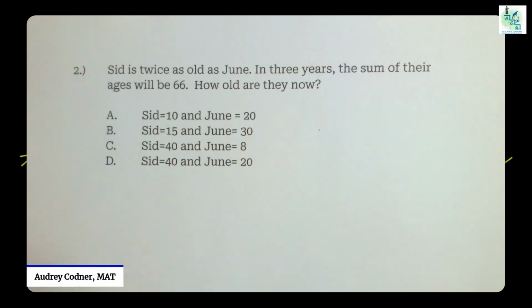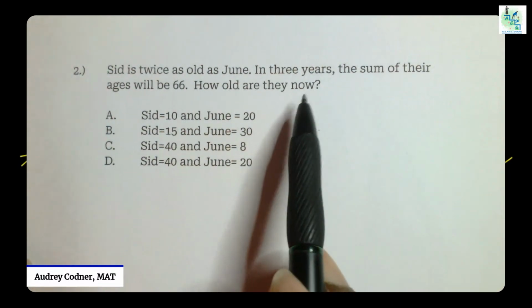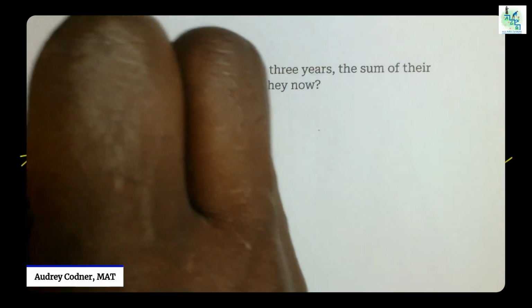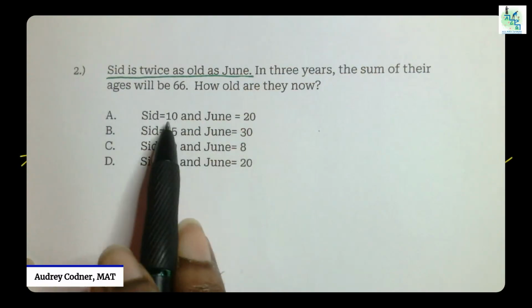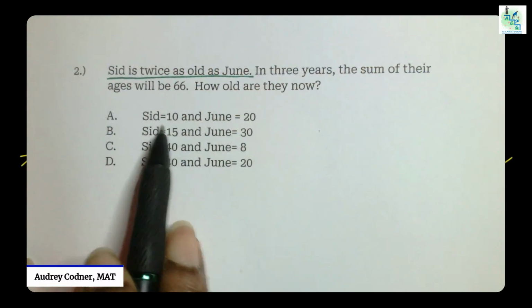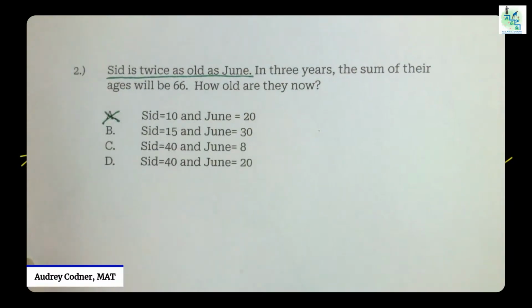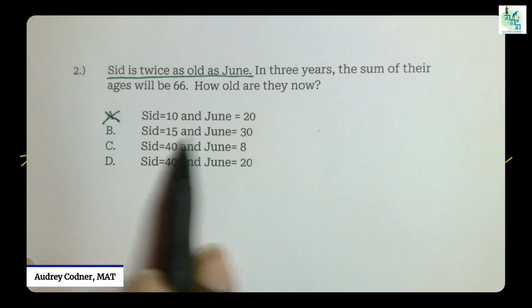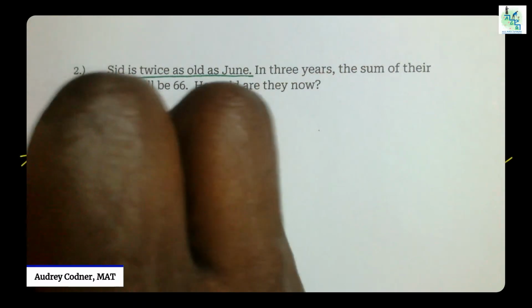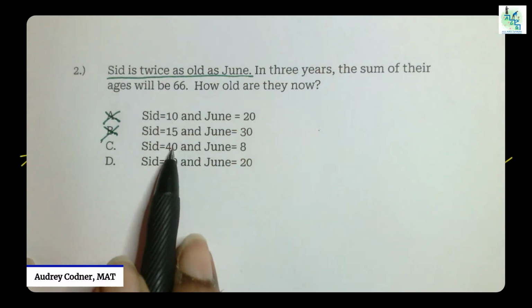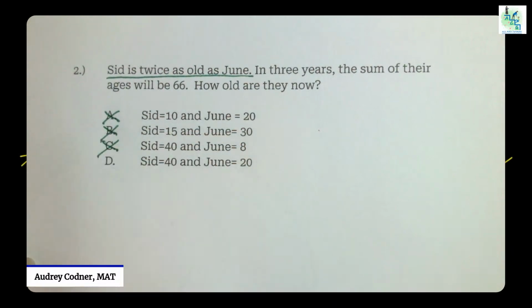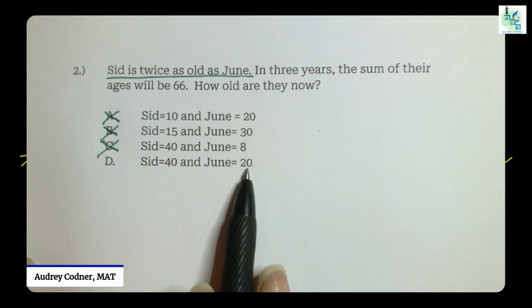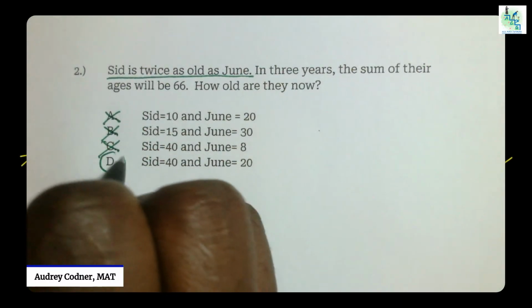So this is what we've got to think of: process of elimination, PO. If they're saying that Sid is twice as old as June, that eliminates A, because there it's the other way around. That one is out too. 40 and 8? Seriously, not twice. That's done. But this one, Sid 40, June 20, that's twice as much. It has to be D.